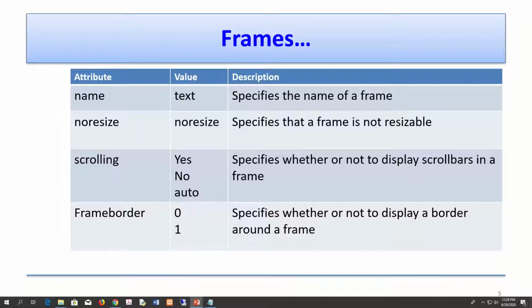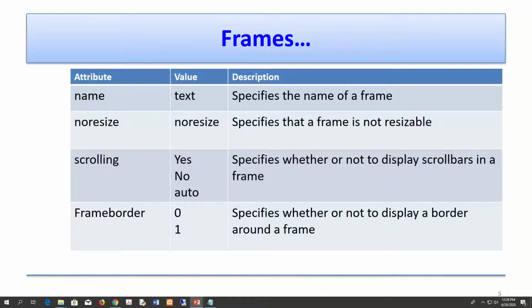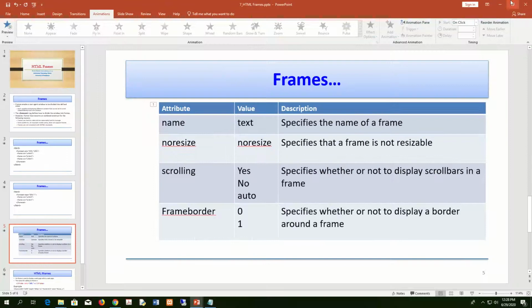And then there is an attribute called scrolling. If you want to stop the scrolling, we can say scrolling is no, or if you want to scroll, you can say scrolling is yes. And then we can set the frameborder, which specifies whether or not to display a border around the frame. So these attributes can be used for frames as well, right? So let's see.